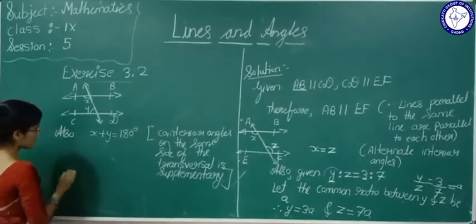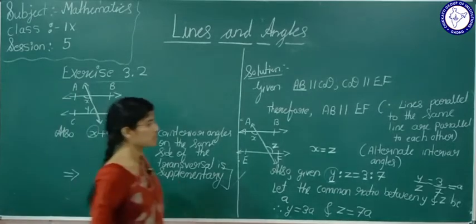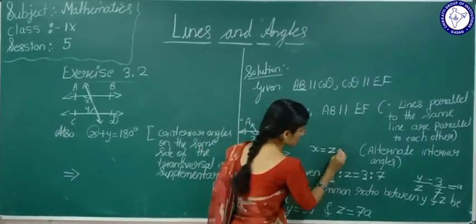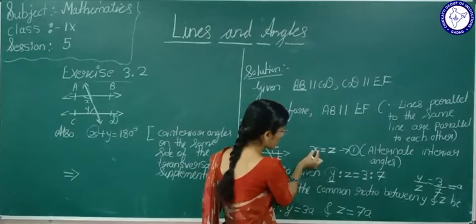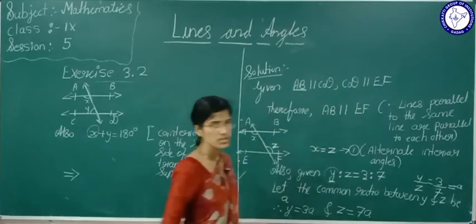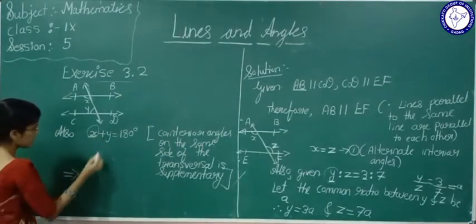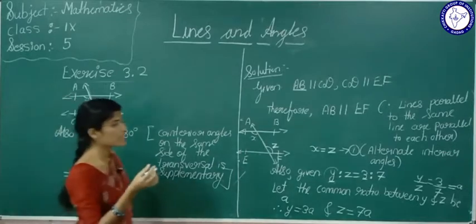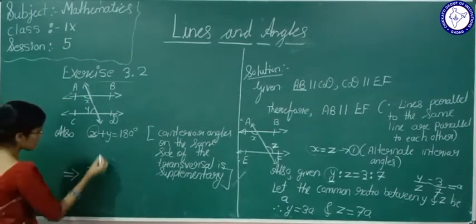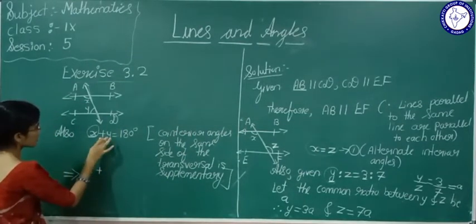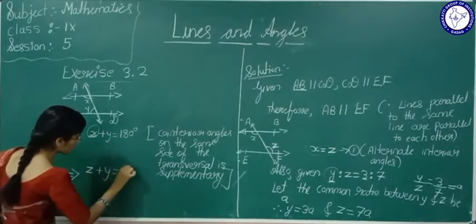Now see here, this implies, in place of x I can substitute z, because here x is equal to z, call this equation number 1. In equation 1 we come to know that x is equal to z, right? So in place of x here I will substitute z, because the x value and z value are same. So z plus y, first I will keep y like this only, is equal to 180 degrees.